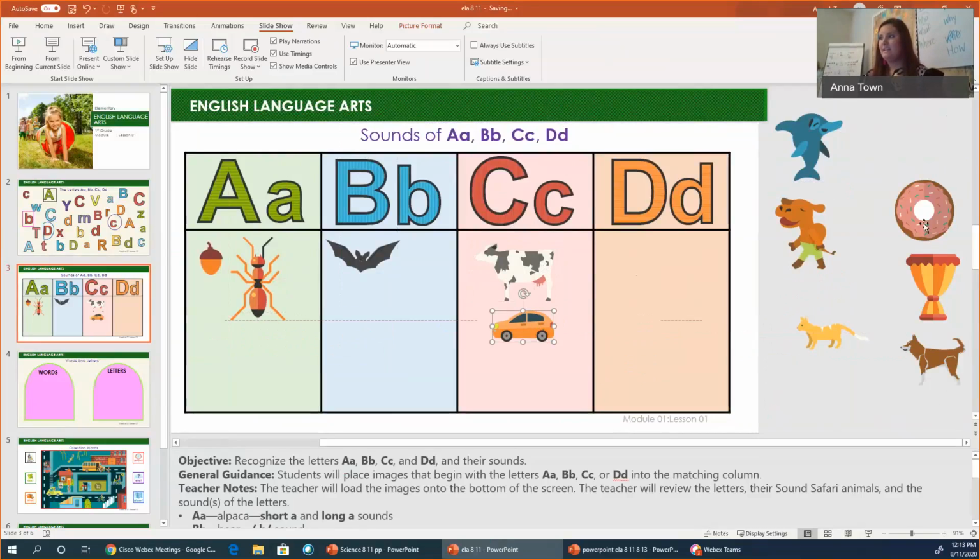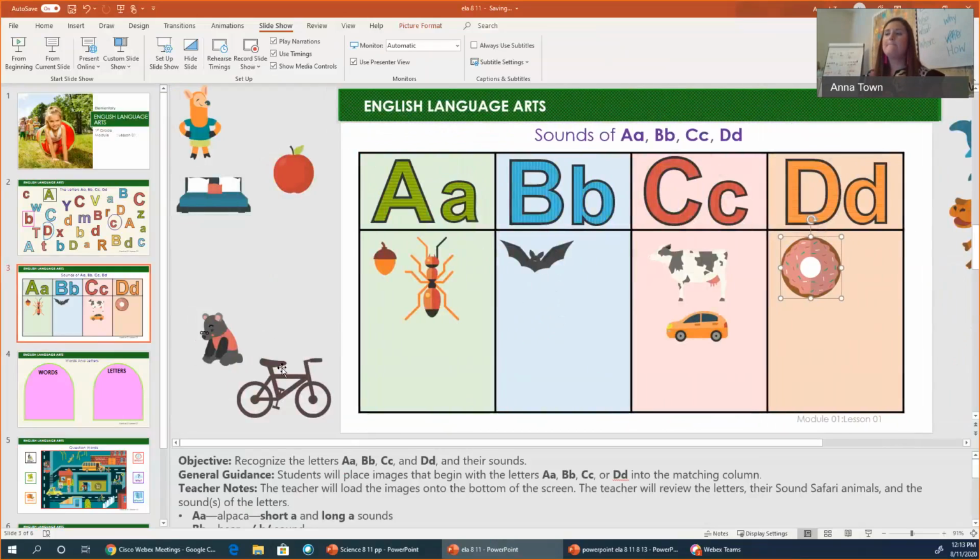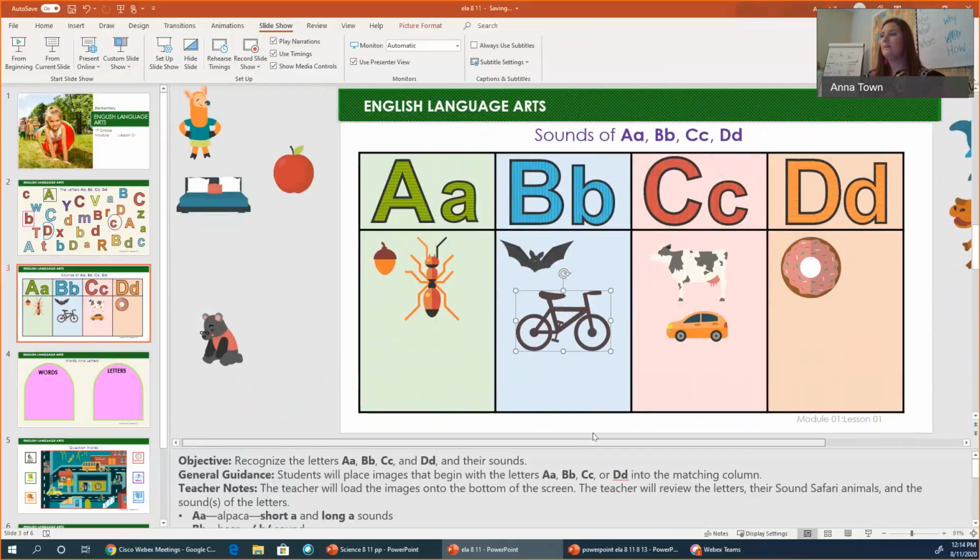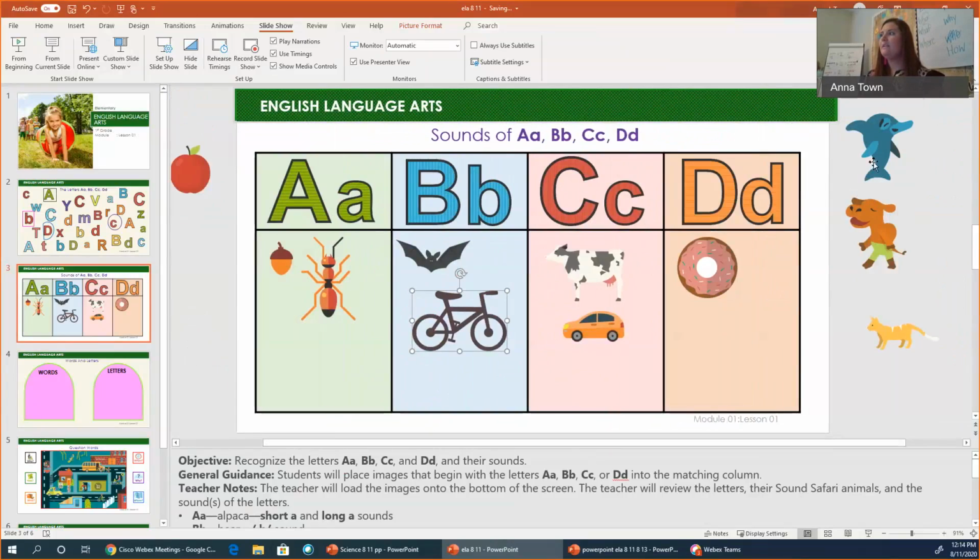Car. This is a picture of a donut. Donut. Where should the donut go? In the D category. Donut. I'm going to go back over here. Here's a picture of a bike. Bike. Where should bike go? In the B category. Bike. Okay, one last one. This is a dolphin. Where should the dolphin go? In the D category. Good job.